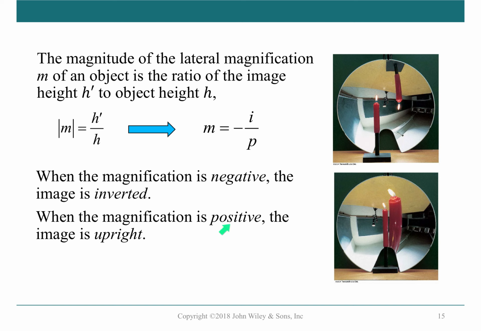Separately, anytime magnification has a positive value, that means that our image distance must have had a negative value, and it must be a virtual image, one that appears to be located on the opposite side of a mirror from the object that we're imaging. This image will always be produced upright.